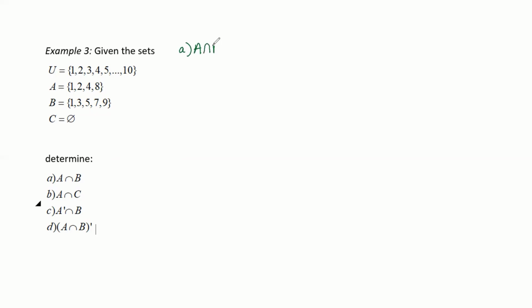intersect B is where A and B overlap. So if we look at these two sets, we're looking at 1, 2, 4, 8 intersect 1, 3, 5, 7, and 9. You don't have to write them out like I do, but I like to do that. So the only thing they have in common is the number 1. So that's the intersection of A and B.